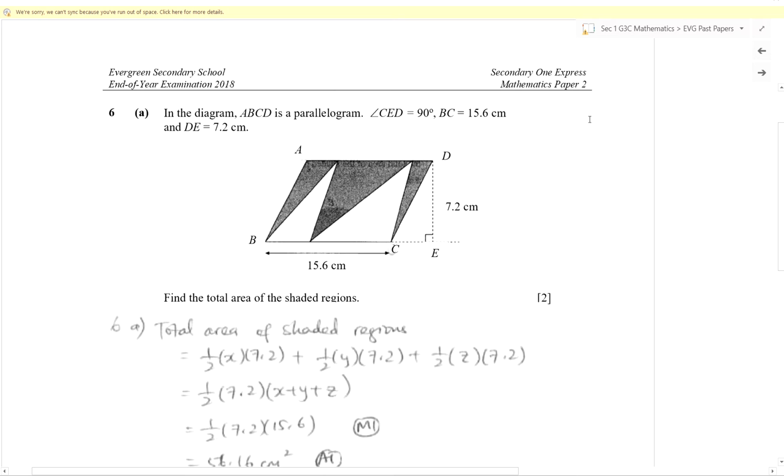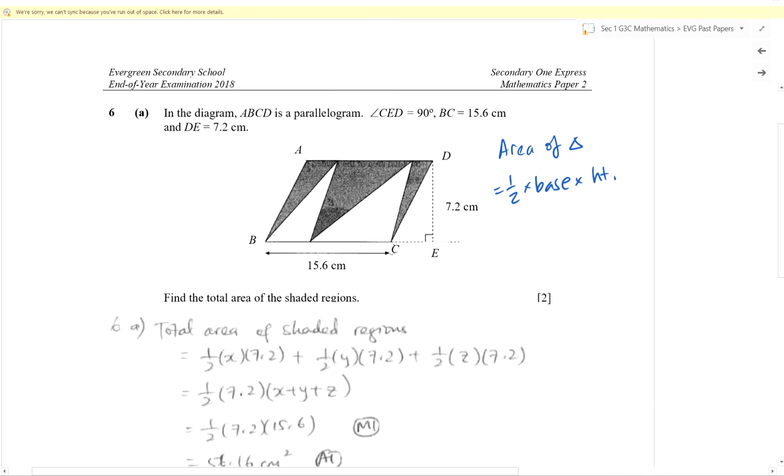Okay, we're going to continue with the 2018 end of year paper 2. Question 6a, we are supposed to find the area of the shaded regions. And we see that these shaded regions are actually made of 3 triangles. So we know that the formula for the area of a triangle is equal to half times the base times the height.